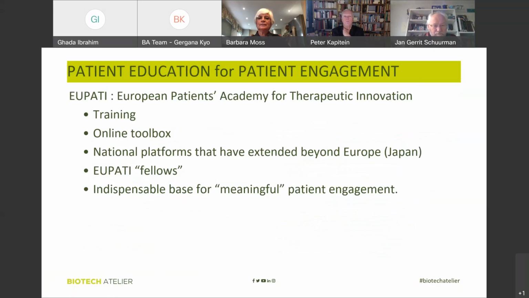So as an advocate, I mentioned education quite a number of times, because I firmly believe that patient education is key. I'd like to just refer to one of the examples, also talked about in yesterday's panel by IMI's Pierre Mullen, where he talked about EUPATI. I'm a member of the Swiss platform for EUPATI, and this is the European Patients Academy for Therapeutic Innovation.